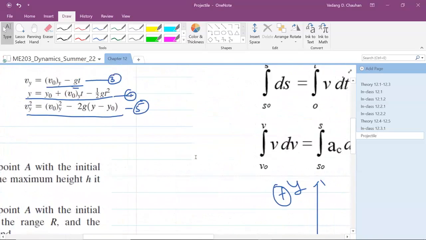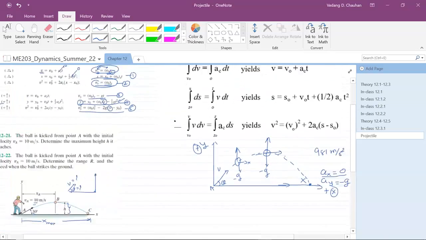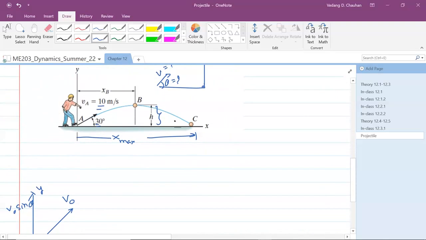Since the maximum height is along the vertical direction, we need to use one of the y component motion equations for the projectile. The maximum height is given by y at the given point, and there are two equations that have y in them, equation number 4 and equation number 5. We cannot directly use equation number 4 because it also has time t, which is unknown. We do not know how long it takes for the ball to go to the top. So we will use equation number 5 and apply it between points A and B. Remember that the entire motion from A to C is projectile, which means you can apply the projectile equation between any two points along the path of the projectile.